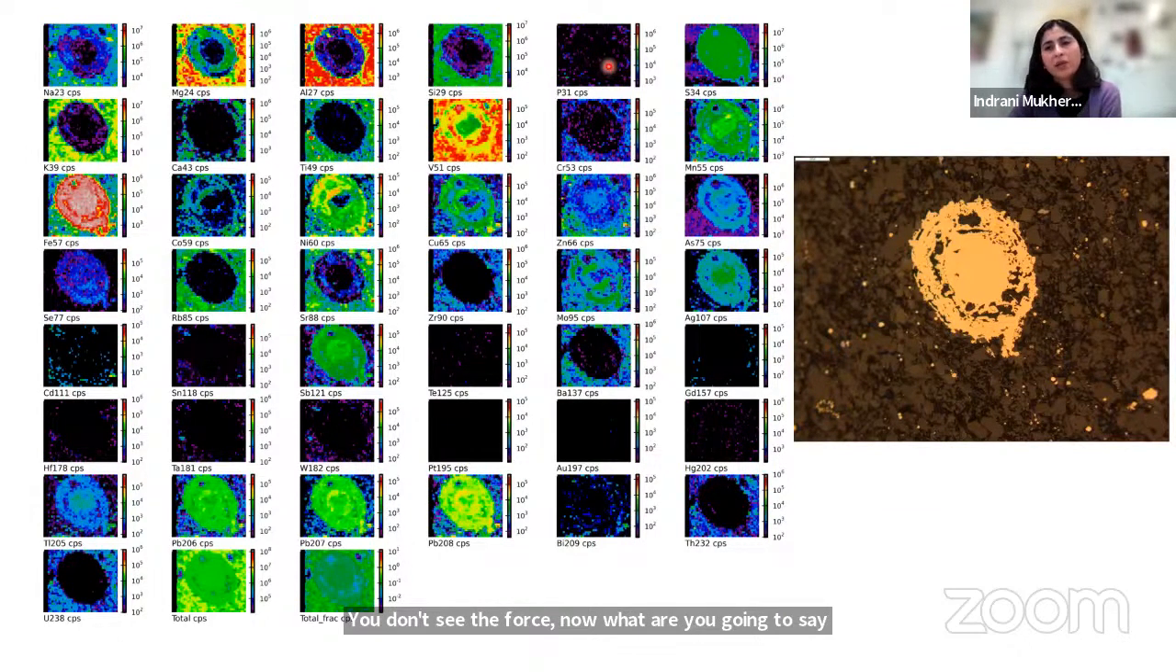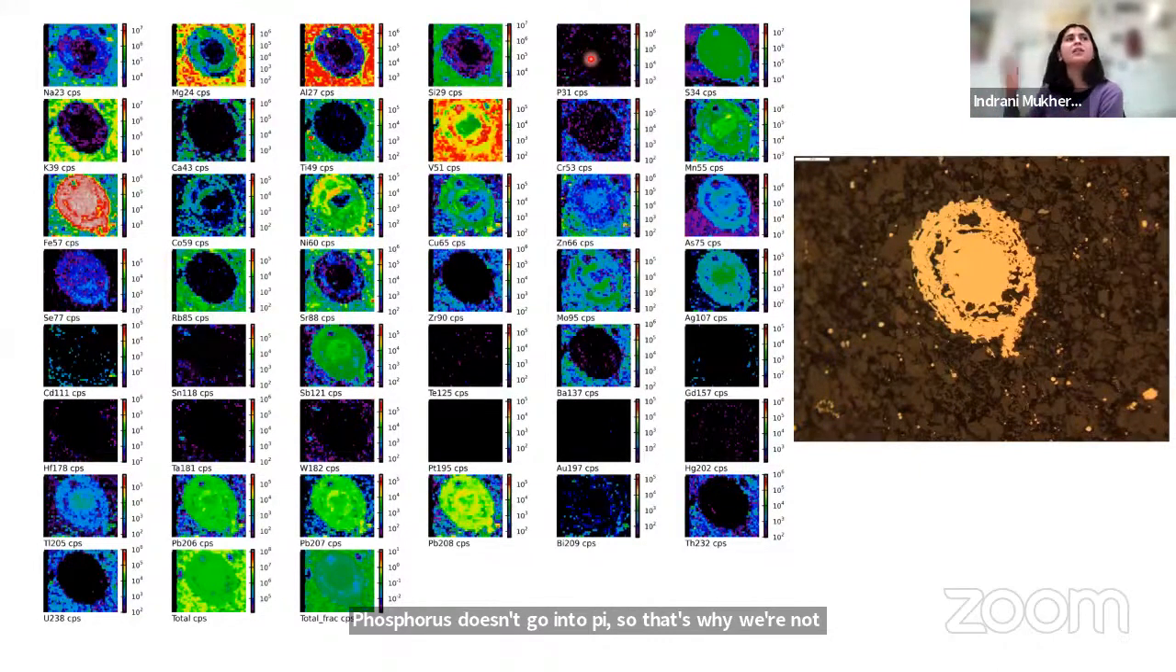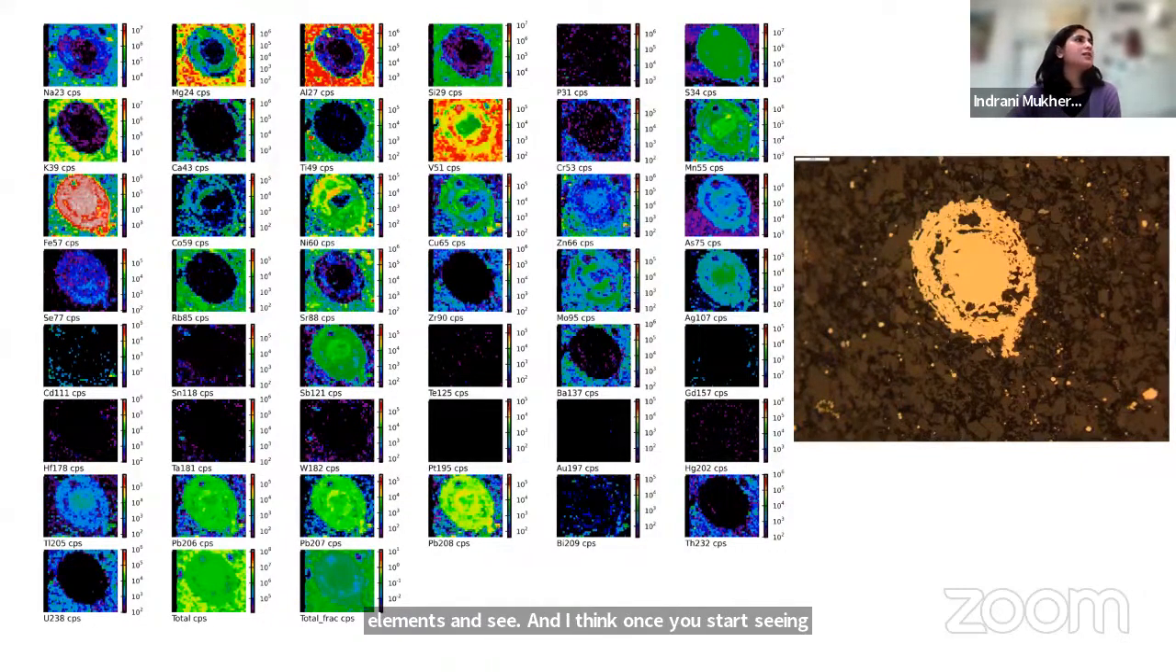So now what are you going to say, that it's not a fossil? Phosphorus doesn't go into pyrite. So that's why we're not saying it. And so my point is we should be looking at several elements and see. And I think once you start seeing these different variations within this body, so, sulfur and iron-wise, they look pretty full. But when it comes to trace elements, you start to see these contrasts within them.